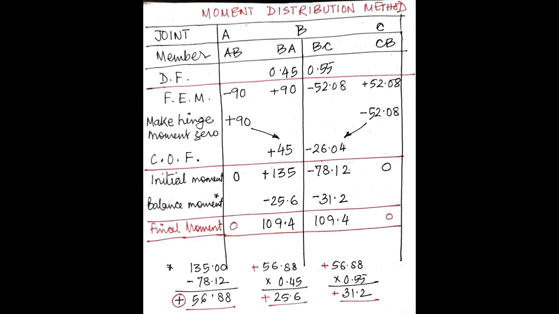What was the next step? Carryover factor. Carryover factor, what will we do? This is just half of that value. So plus 90, plus 45 carryover, and minus 52.08, that will be minus 26.04.